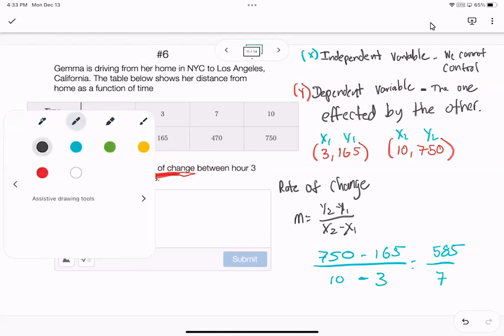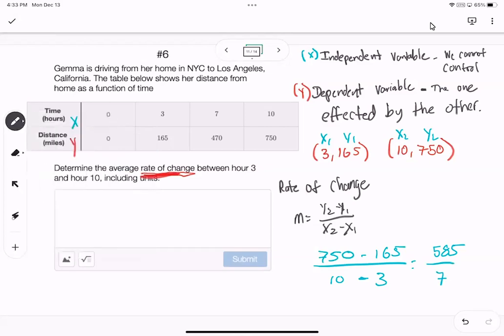Now what this is saying, before we go any further, is that they drove 585 miles over 7 hours. Why am I writing units? Over 7 hours. So this can be simplified even more.